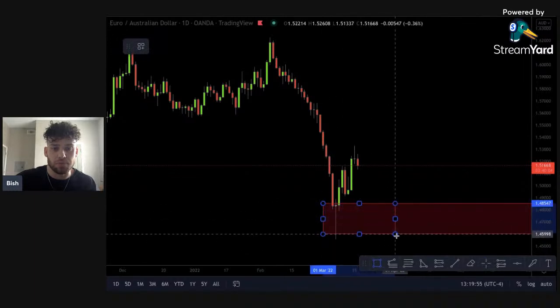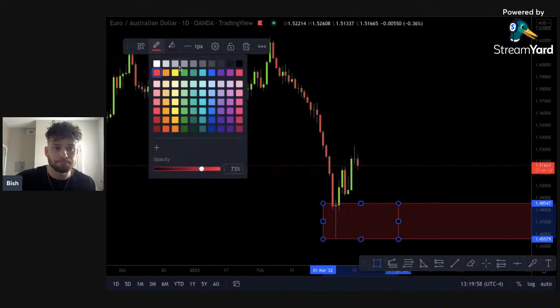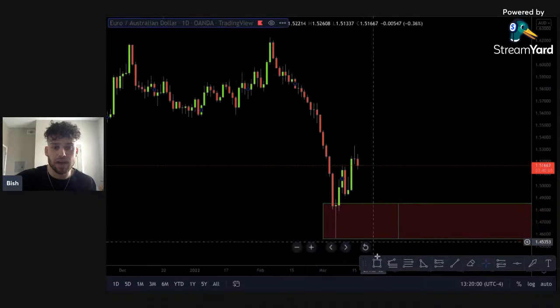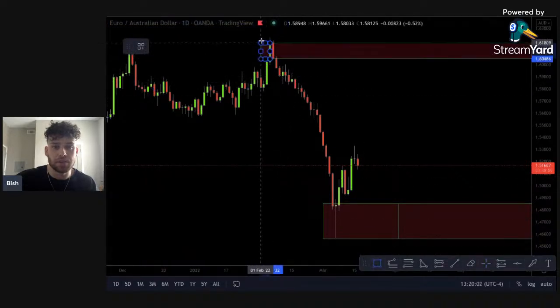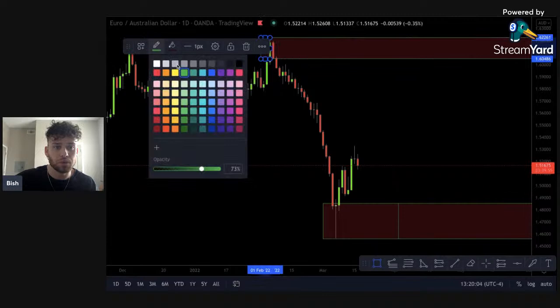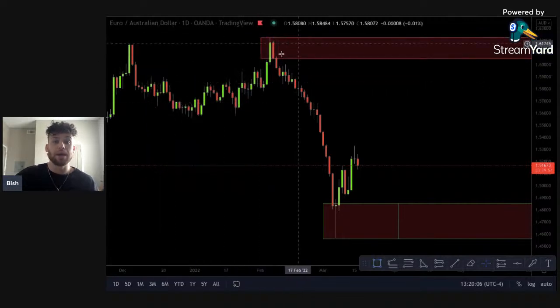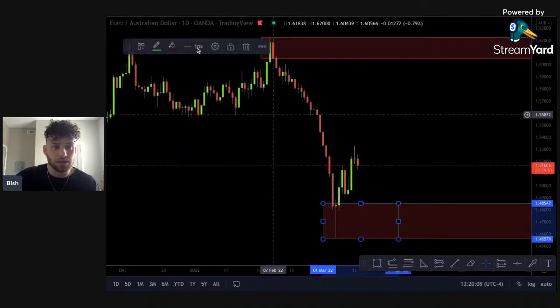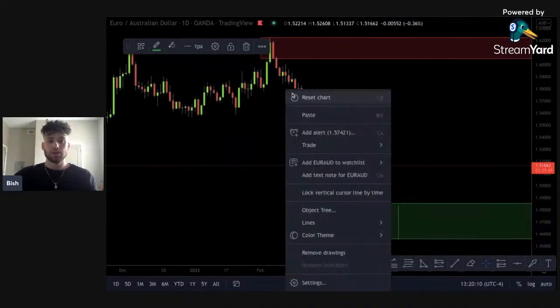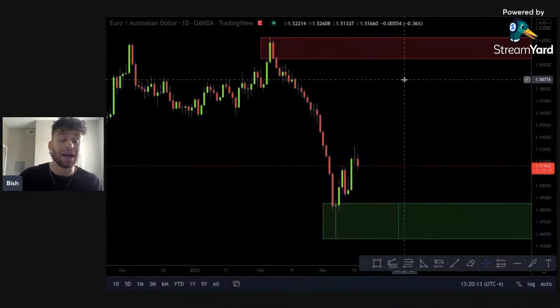We've got major support down here. I'll make it green. And then we've got major resistance up here. Let's make this one all the way red. All right, so there's my major zone. Here's my major zone. Let's color this up.